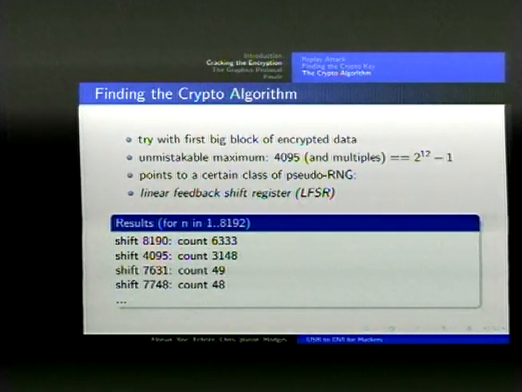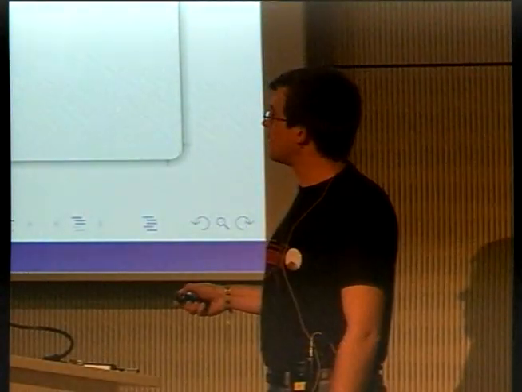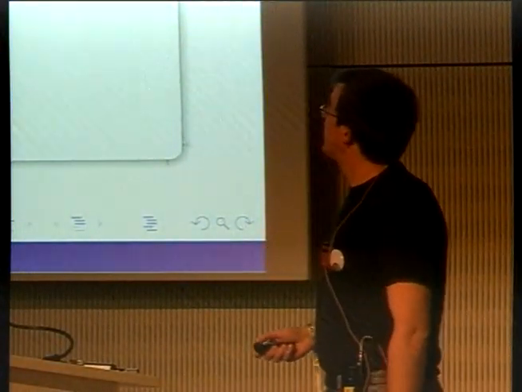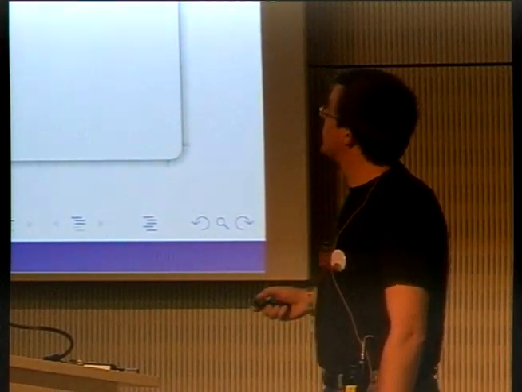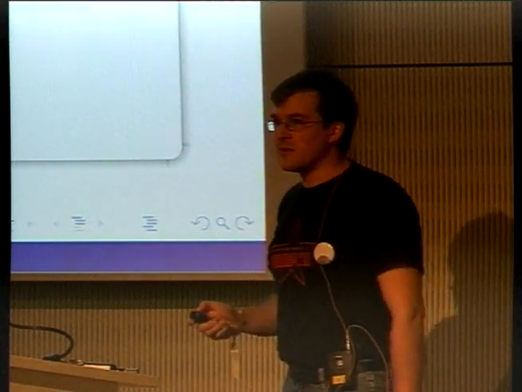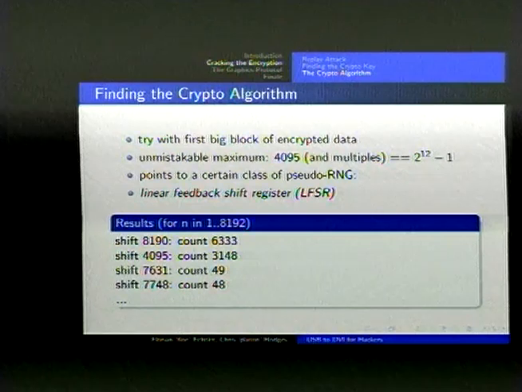So you can see them here. These are actually sorted by count. So it's pretty certain to say that the key length is 4,095, because this is the maximum, and all of the multiples of this. And this is, of course, 2 to the 12th power minus 1, as most of you might already have seen. And this points again to a specific kind of pseudo-random number generator, which is called a linear feedback shift register.